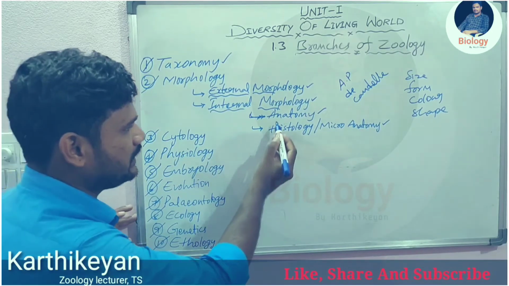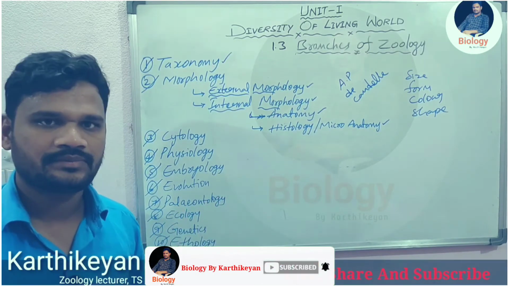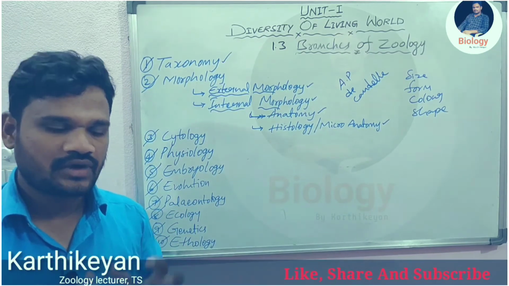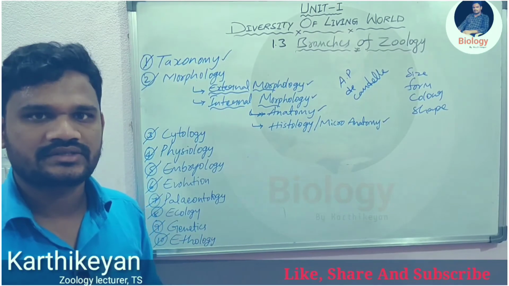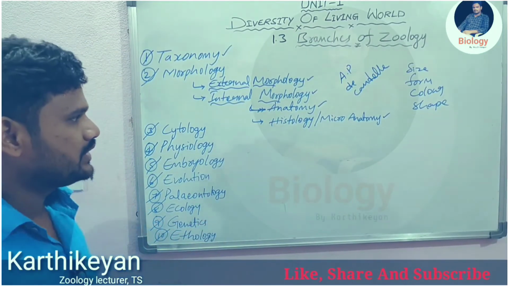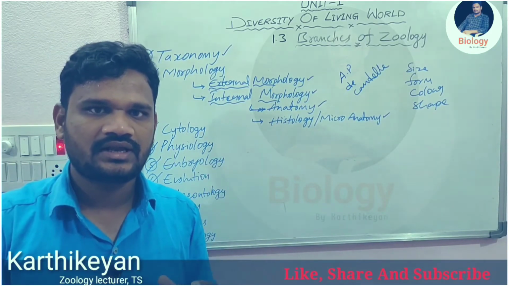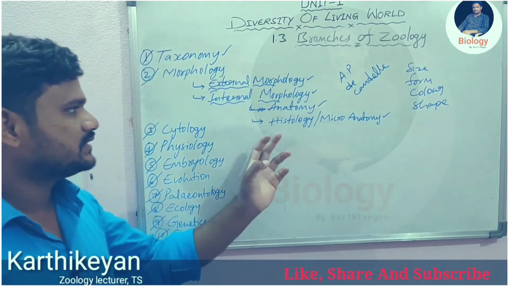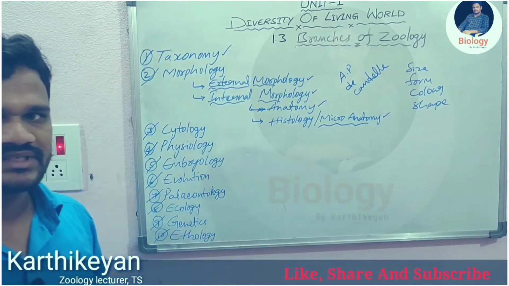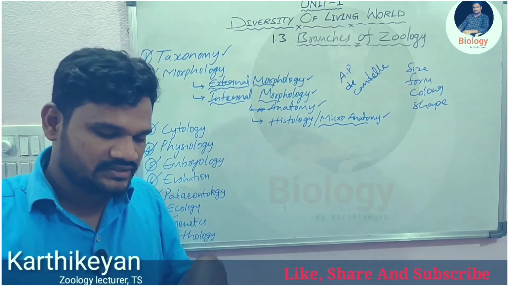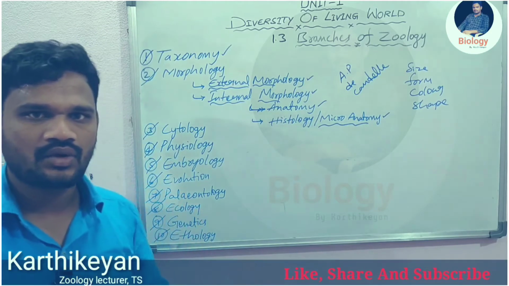Again this internal morphology is divided into two divisions. They are, first one anatomy, second one histology. Right, first let's see what is anatomy. Anatomy means the study of arrangement and structure of internal individual organs, that is anatomy. Right, next histology. Histology means it is the study of structure and functions of a tissue. Right, this histology is also known as microanatomy. Why? Because anatomy means it is the study of internal organs, right? These organs are made up with the tissues.